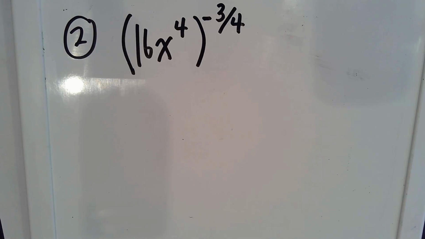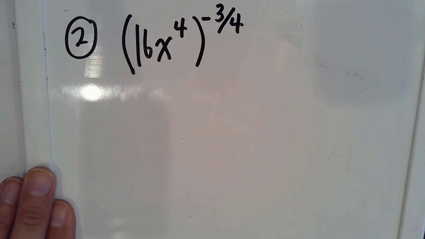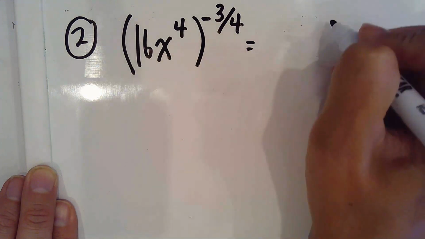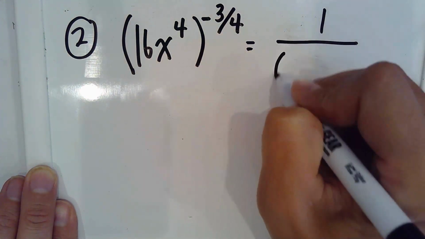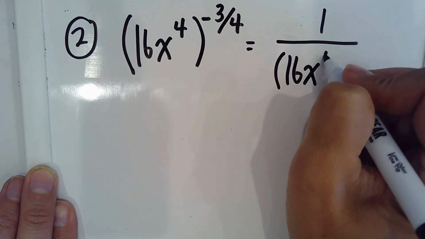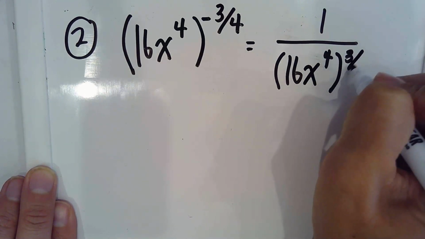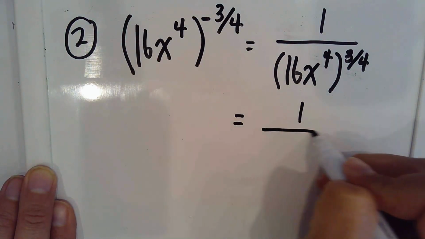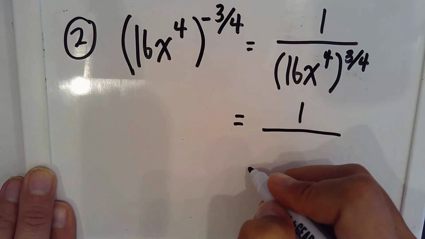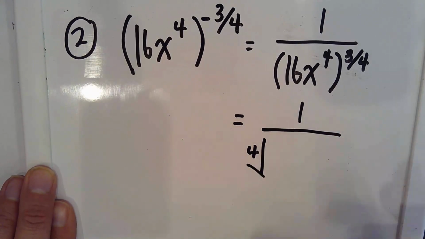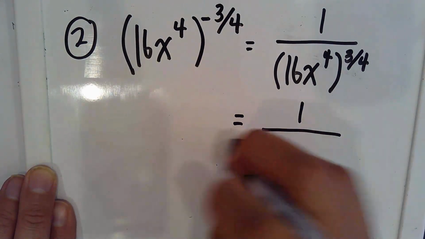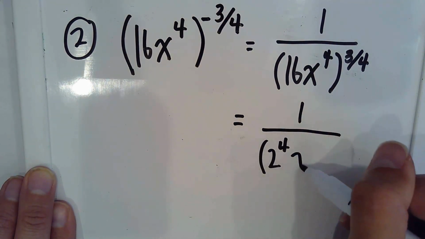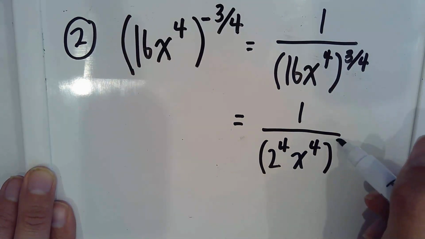Okay, so let's try to do this one now. So we've got a negative, so negative means that you can move this to the denominator, right? Like this. Now let's rewrite this. So this is going to be the 4th root. Well, before we did that, what's 16 right there? Remember, that's 2 to the 4th, like this. This will be x to the 4th.